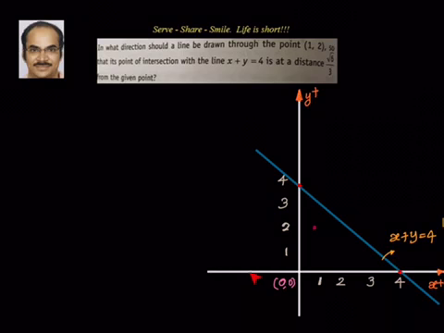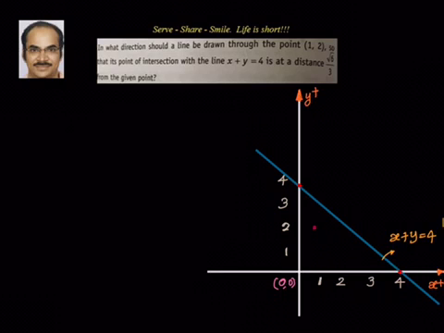What's the meaning of direction? Direction means we have to find out the slope of that particular line. So what we will do first is try to draw a line such that the distance from the point of intersection with the line to (1, 2) will be equal to root 6 by 3. So let me go ahead and try to do that.